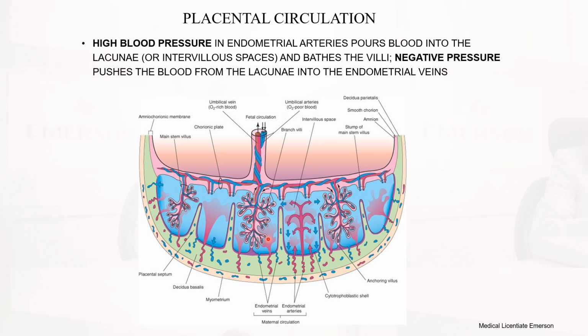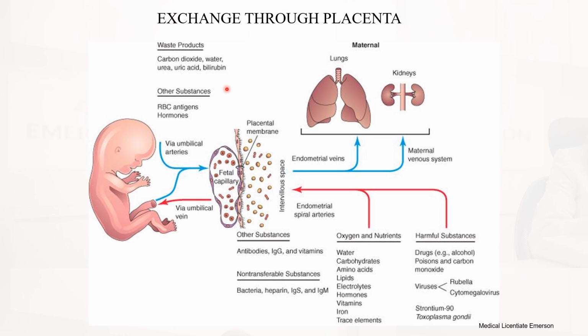Okay. Then we also have negative pressure. That's the one which is going to push blood from the lacunae into the endometrial veins. So that's how it's going to occur. It pushes blood into the endometrial vein, then they're going to move into the fetal circulation. Okay, so this is the exchange through the placenta. And if I want to look more in detail at the fetal circulation, there is a specific lecture in our anatomy and physiology series. So just check out the fetal circulation.